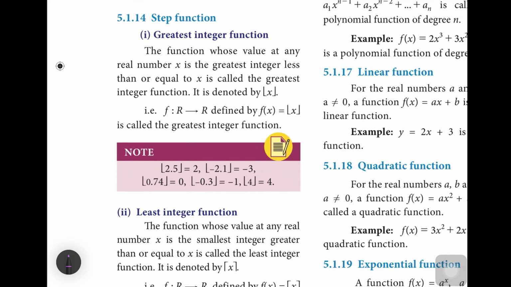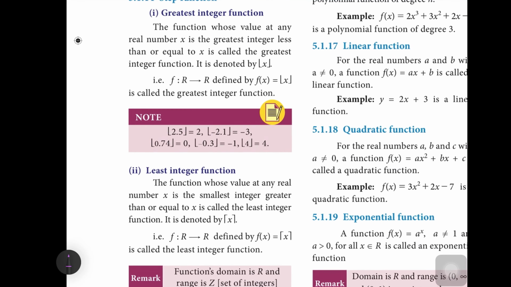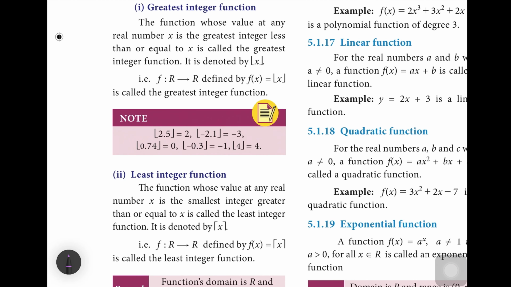So, greatest integer function and least integer function. For greatest integer function, we denote it by this symbol along with x. We call it floor function also. So, 2.5 inside the greatest integer function gives 2. Minus 2.1 inside the greatest integer function is minus 3 because it gives the lower value.